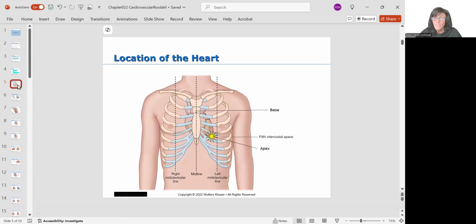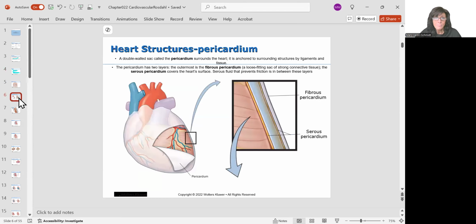So let's take a look. There it is. Okay. There is the outline. There's the heart, kind of sits in the middle of the chest. That's the base. That's the apex. That's the point of maximum impulse. And there you go, the intercostal spaces. Practice finding it yourself on you, okay, so that you get good at it.